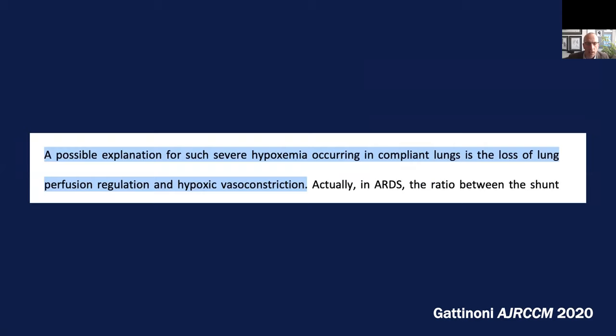He said a possible explanation for such severe hypoxemia occurring in compliant lungs is the loss of lung perfusion regulation and hypoxic vasoconstriction. And this becomes a theme in everything that gets published beyond this, which is that ARDS we typically think of as something happening in the meat of the lungs, the alveolar space. It's epithelial injury, it's capillary leak, it's alveolar filling. This stuff should make the lungs stiff. We should get a lot of shunt.